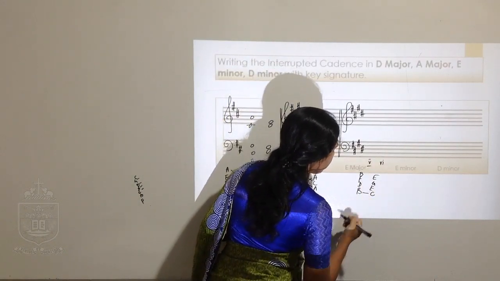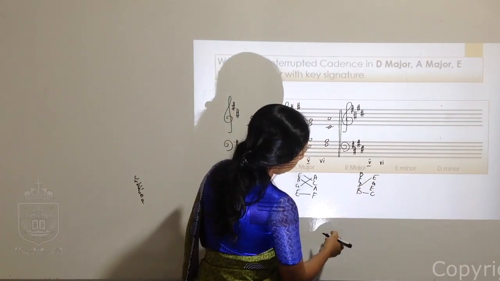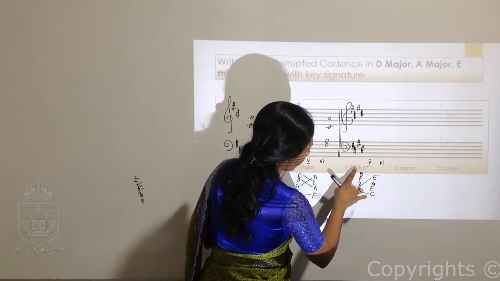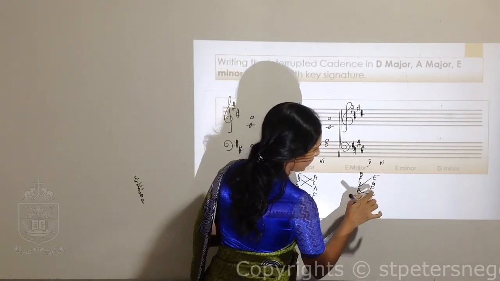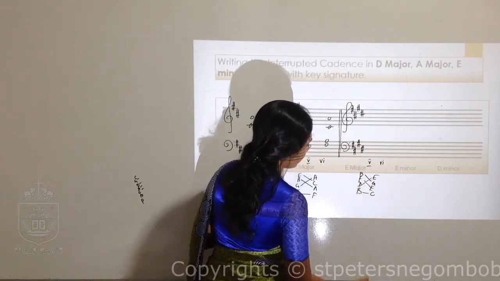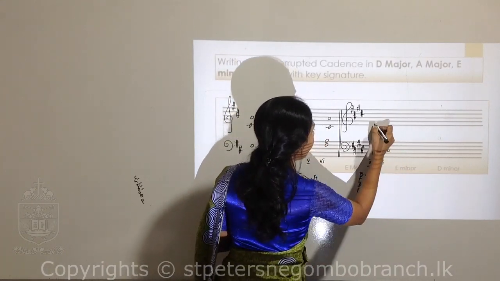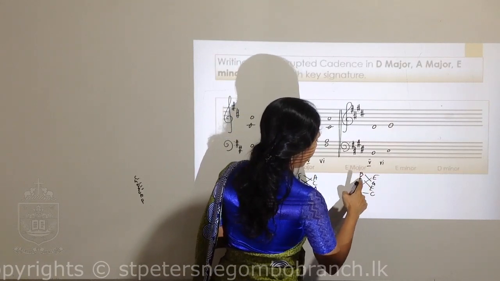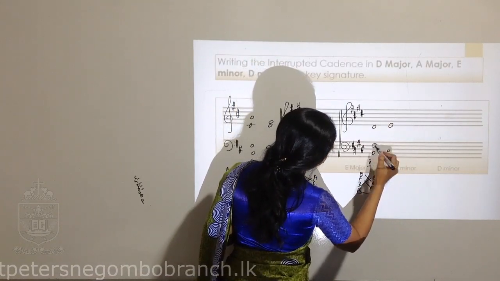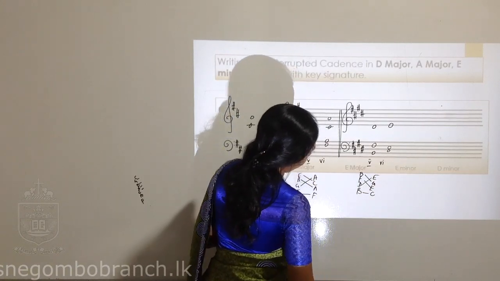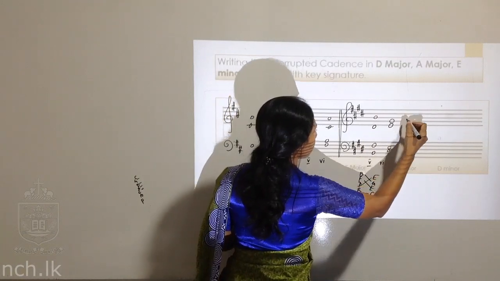Put down the bass notes, B to C. Leading note raised to the tonic, D sharp comes to E. In chord 5, the fifth note comes to the third note in chord 6, and the other balance notes. D, C, D, C, D, E, F, E. F, E, we put it like this, F, E. And B, G, B, G.